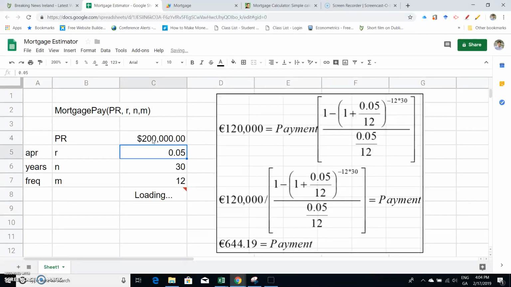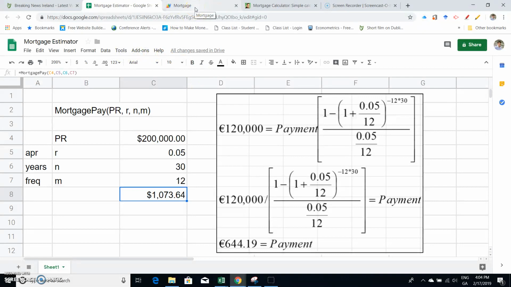Okay, so if the figure then was $200,000, then the monthly repayment would be $1,073.64. So how did I do this? Well, there is a built-in function into Google Sheets. I'm using a Google Sheet estimator here, but I set it up as a little snippet of code.